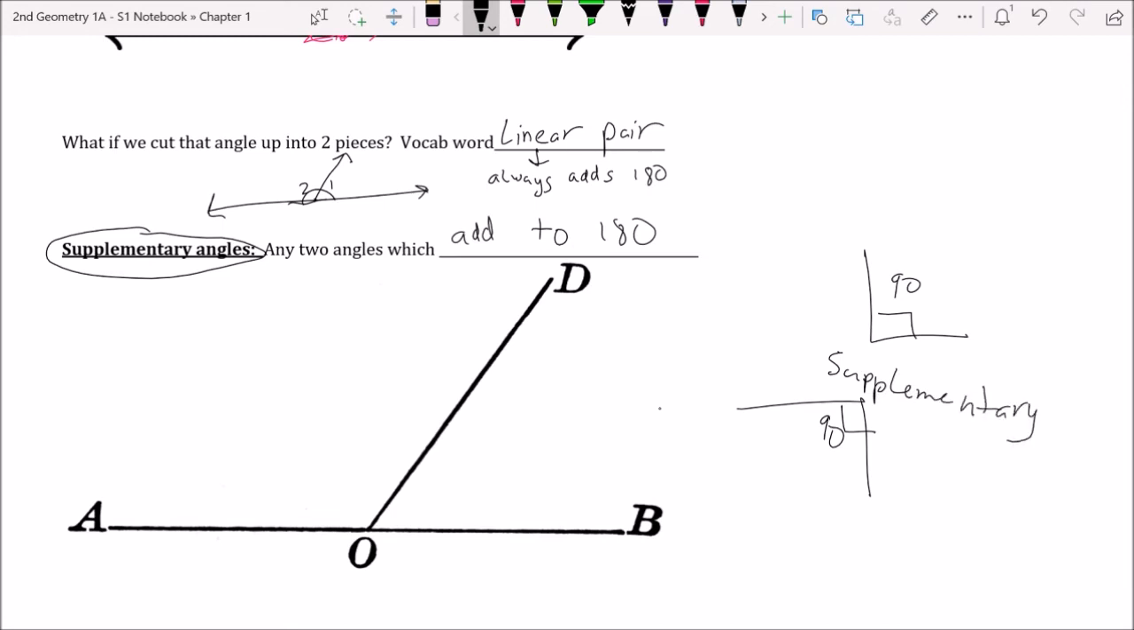But since they're not oriented right next to each other and making a complete straight line, this is not a linear pair. So that's why we have two different words. Supplementary just means they add up to 180, okay? And we have an example here. Maybe I'll label it with some numbers. Maybe this is 60 degrees, and maybe this side over here is 120. So this is both a linear pair and supplementary. It is both.